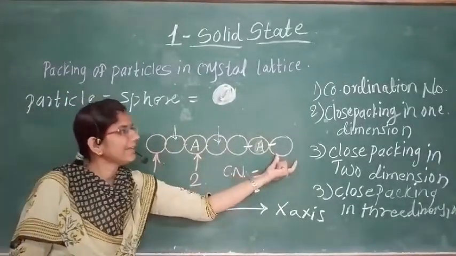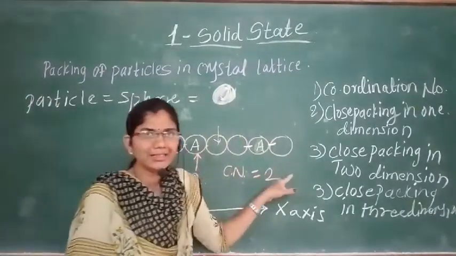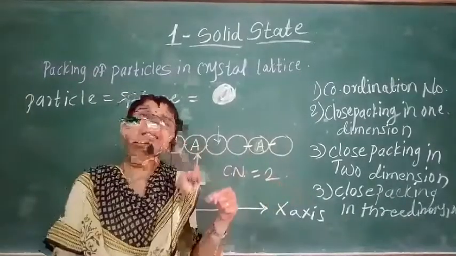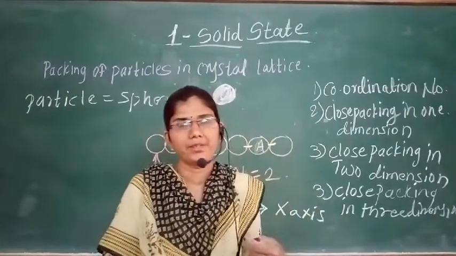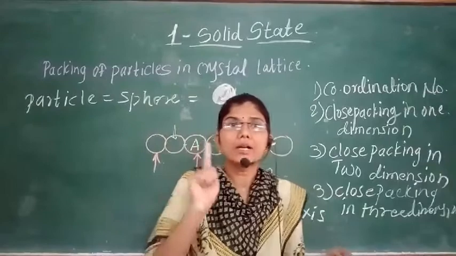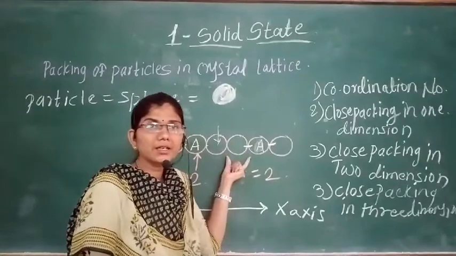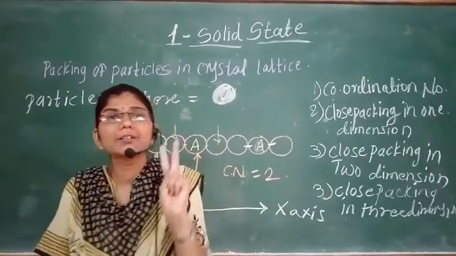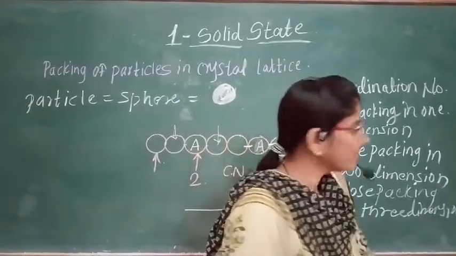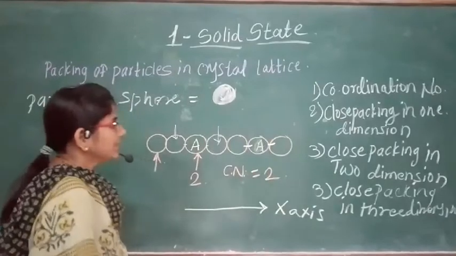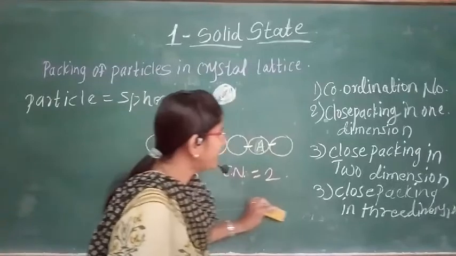Therefore, only at the end of a one dimensional structure, the coordination number of the end sphere is 1. Otherwise, in a one dimensional structure, the spheres are arranged in one row, and therefore the coordination number of each sphere except the end spheres is 2. So this is the close packing in a one dimensional structure. Then the second one, the close packing in a two dimensional structure.